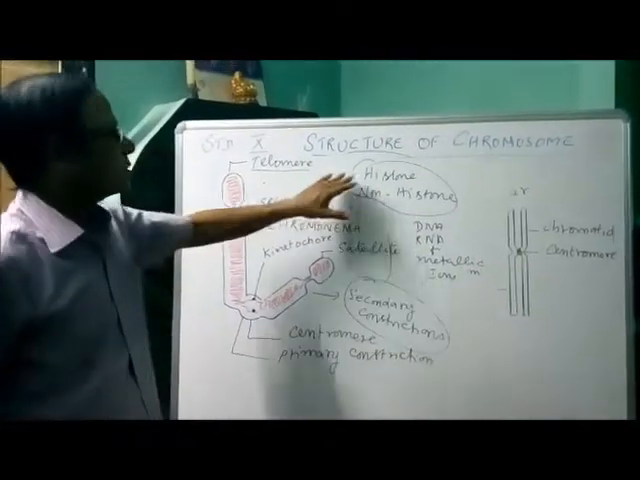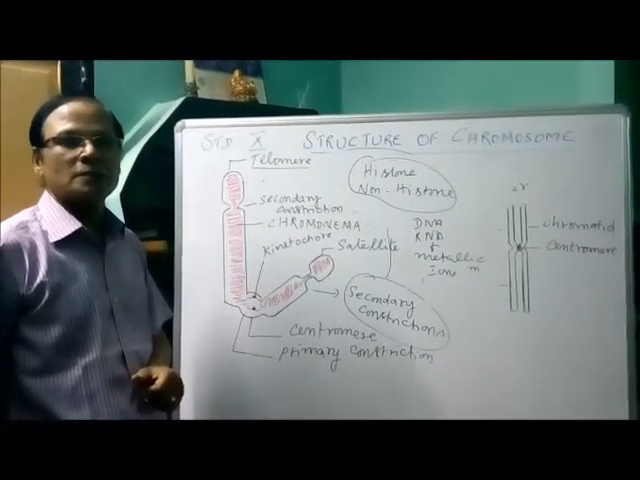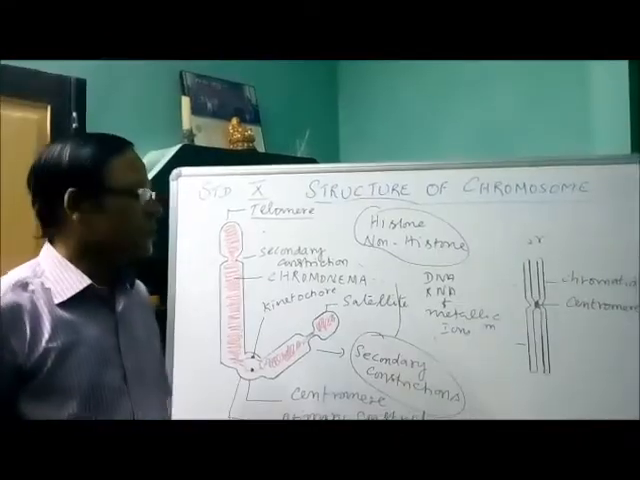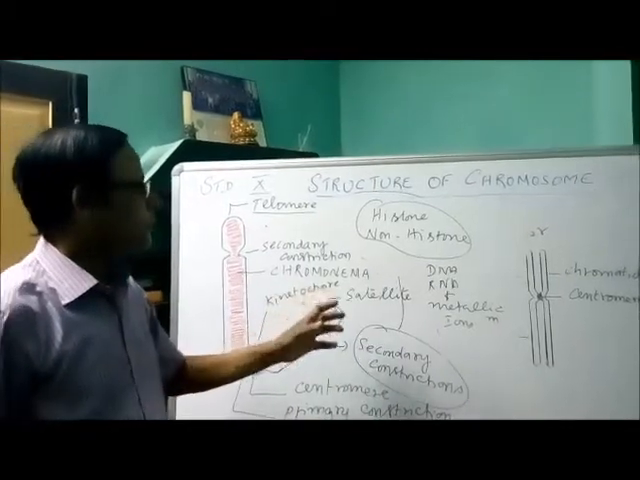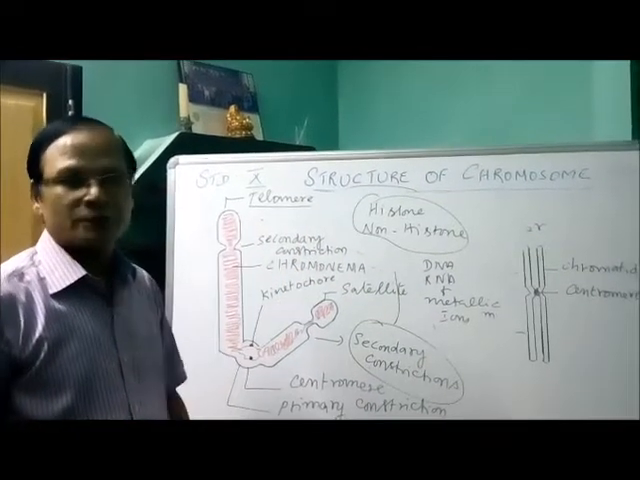The histones are responsible for providing stability to the chromosomes. So these are the fundamental structures we have in the chromosomes.